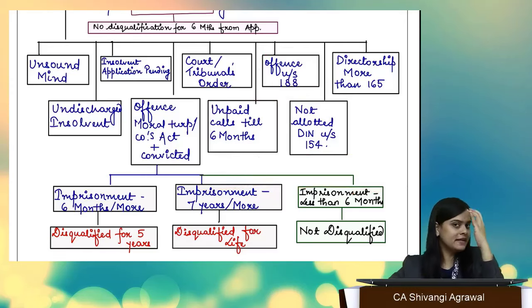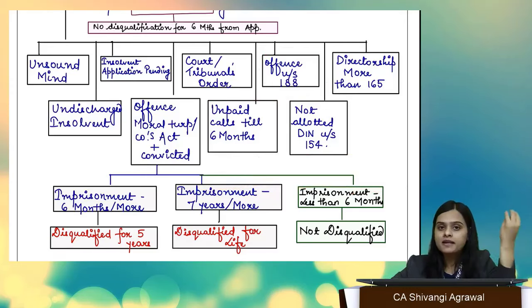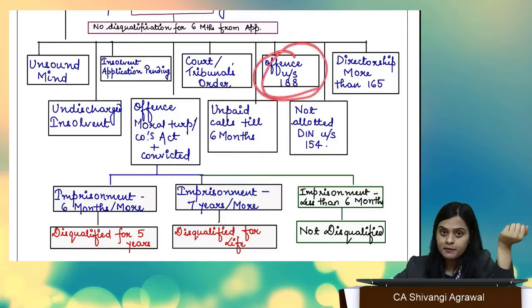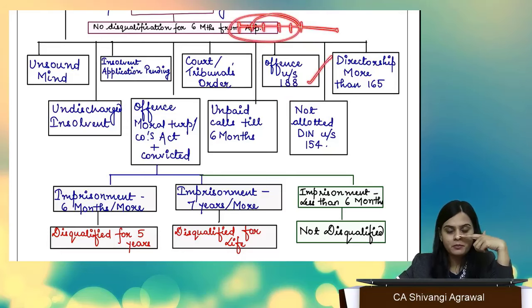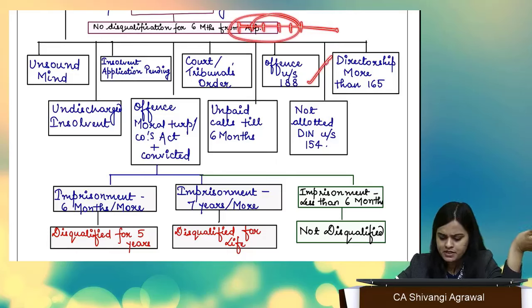Offense under section 188, related party transactions offense. If I have been found guilty of this offense, I cannot be appointed. Till when? Preceding 5 years. So we check for the preceding 5 years. If in the preceding 5 years this offense exists, I cannot be appointed. If in the preceding 5 years this offense does not exist, I can be appointed.